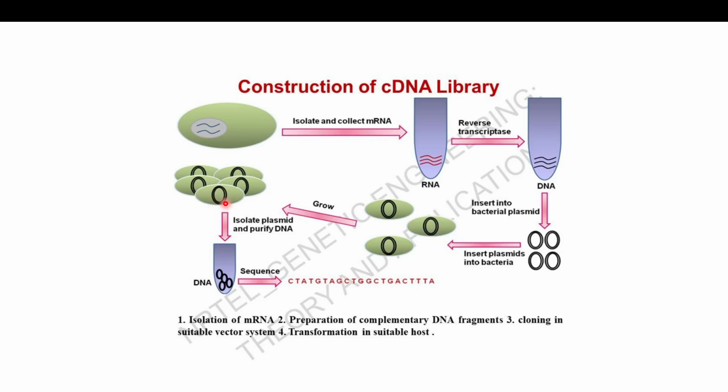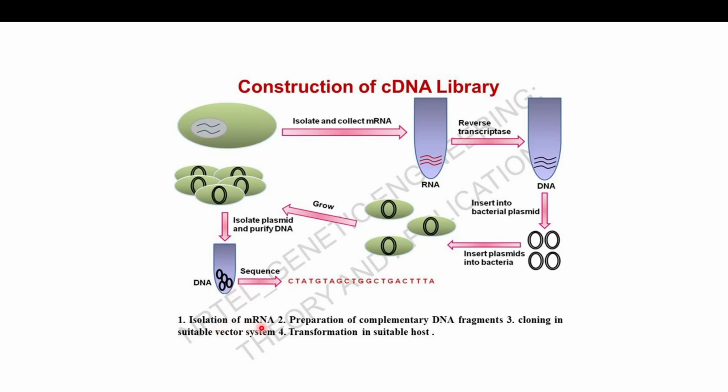Now we need to check whether whatever we have produced really has the sequence of our interest or not. We can't really do it in this way. We have to take it out of the cells again. So you isolate these vectors or plasmids, purify the DNA again, and then you sequence it.